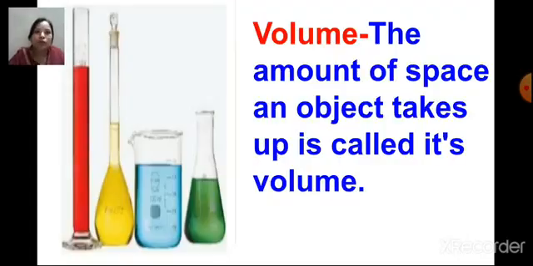So, we measure liquids by their volume, that is the space they occupy. So, what is volume? The amount of space an object takes up is called its volume. What is volume, children? Repeat after me. The amount of space an object takes up is called its volume. Now, different things have different volume.